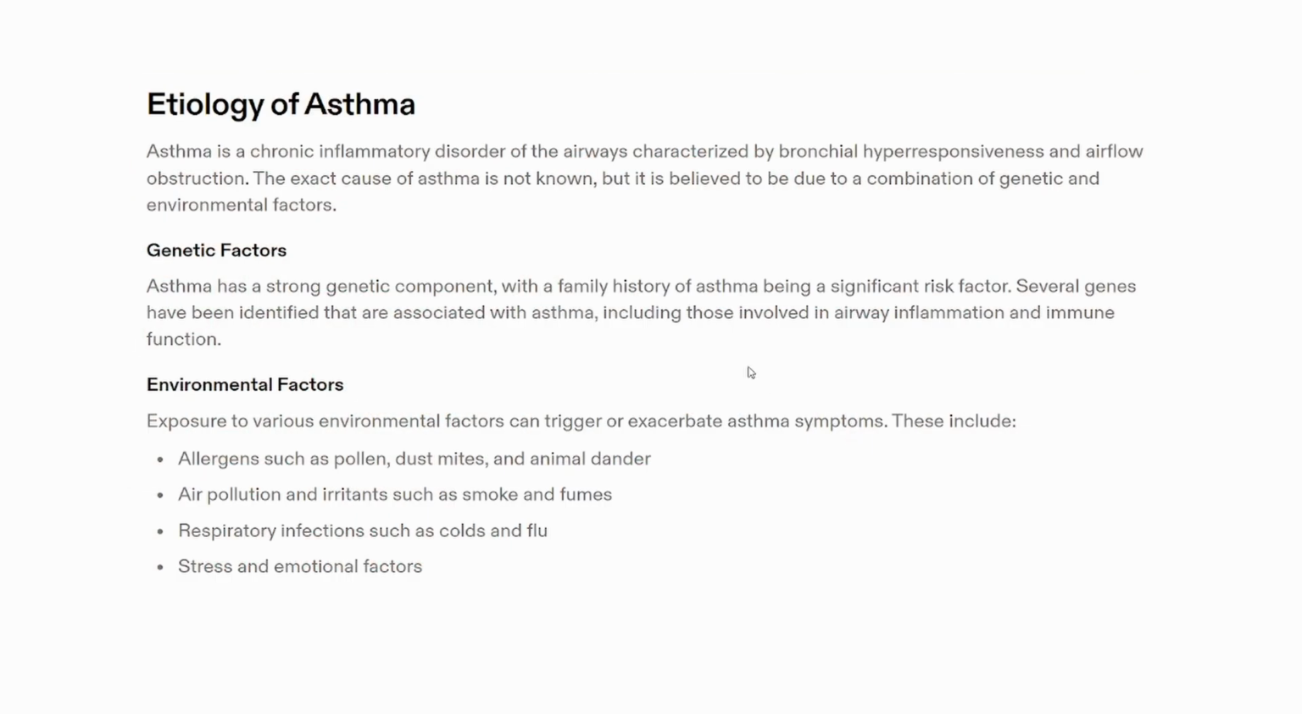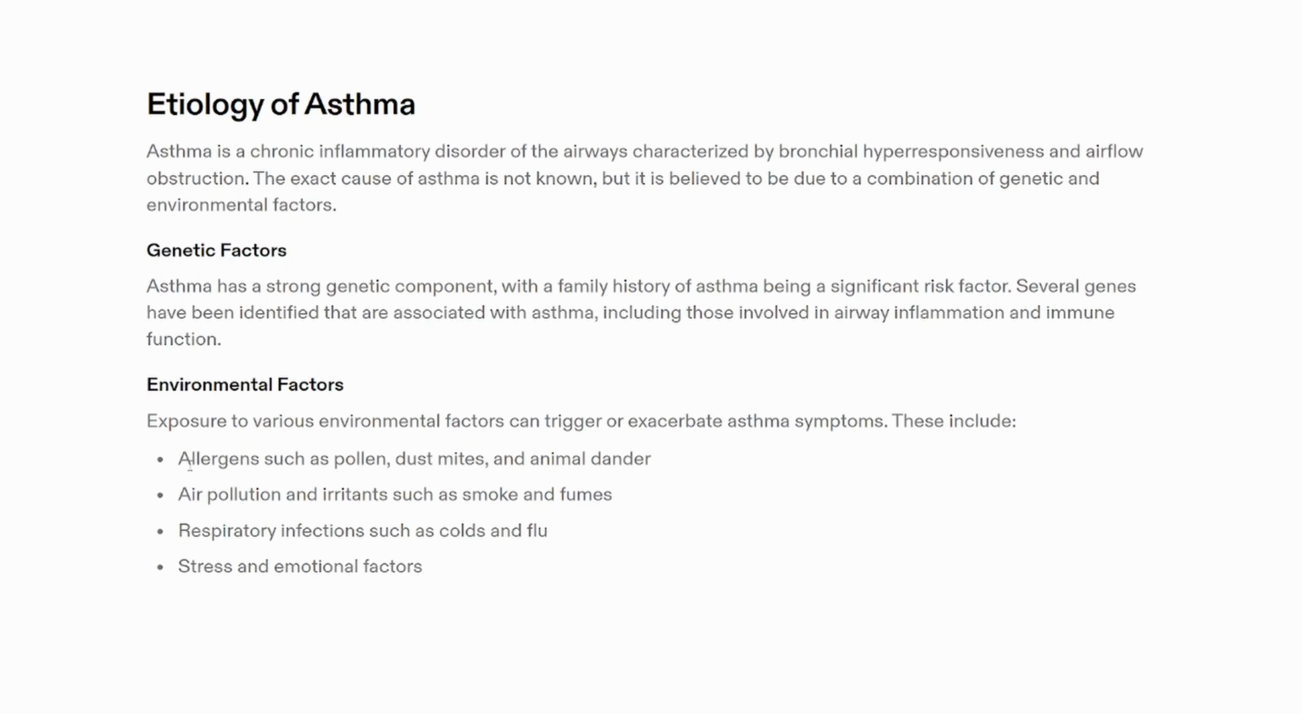What is the main etiology of asthma? Mainly genetic factors. If the patient has a family history of asthma, it is an important risk factor for this condition. Several genes have been identified that are associated with asthma. These genes are involved in airway inflammation and immune functions, and other factors such as environmental factors help to trigger the symptoms further.